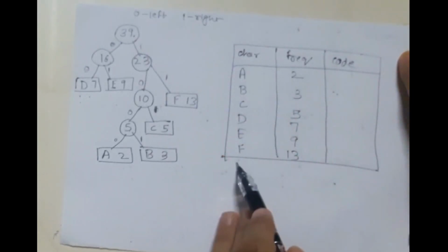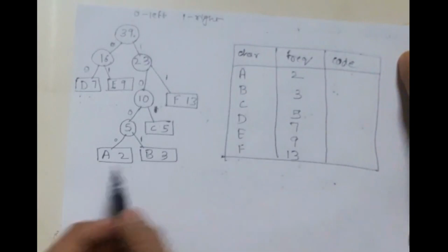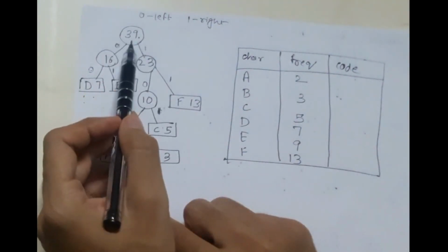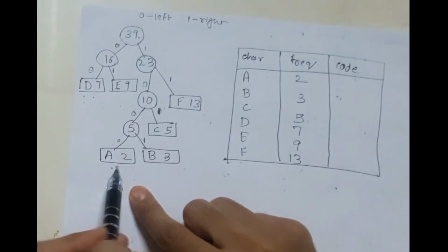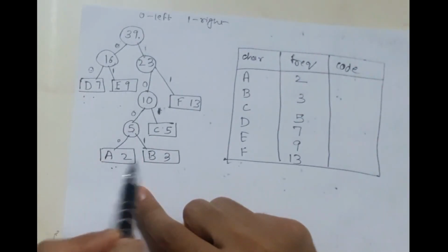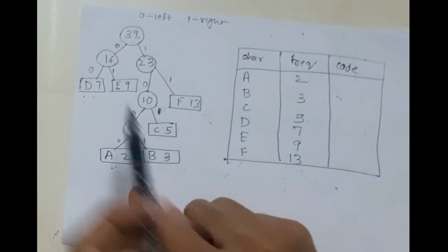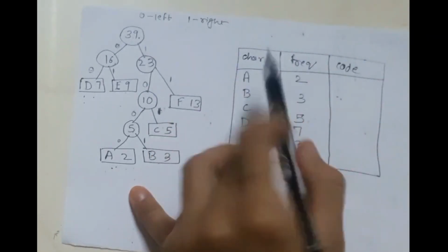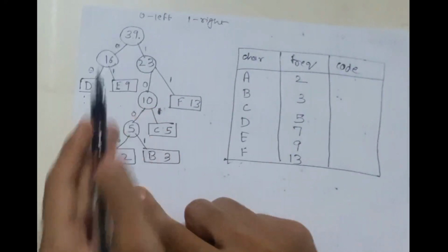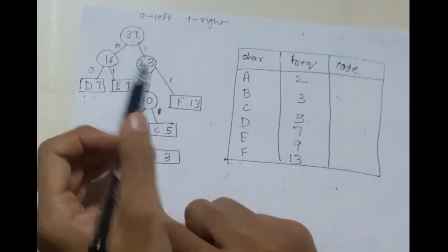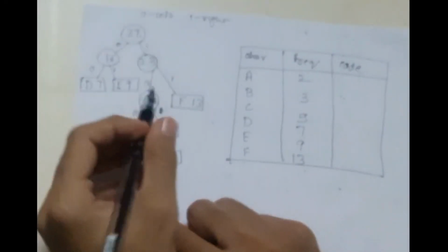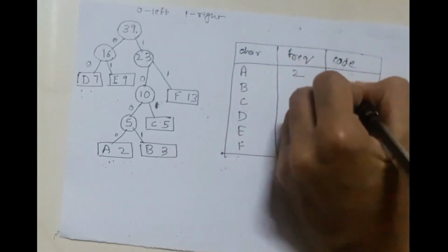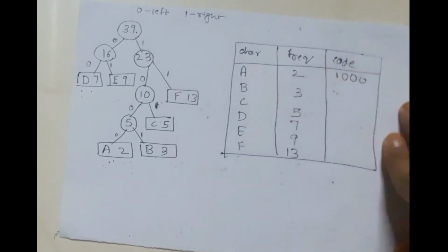Now we'll find the code for each character. For finding the code of A, here there is A. So we'll traverse this tree from root to the leaf, that is A. You can see each character is a leaf node. So we'll traverse the tree from 39 to A. What we can see here is 1 0 0 0, right? So the code for A is 1 0 0 0.